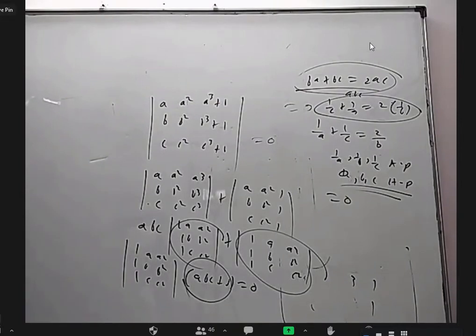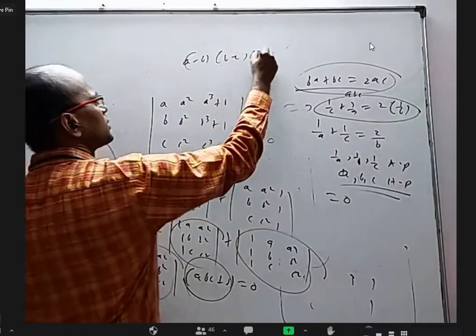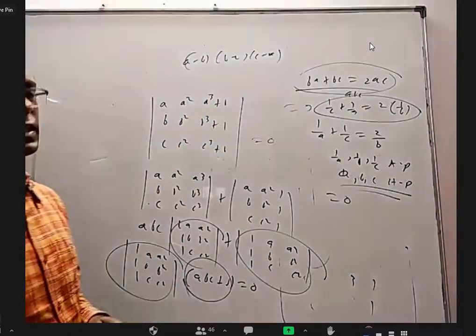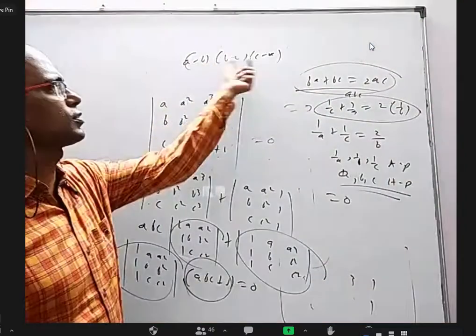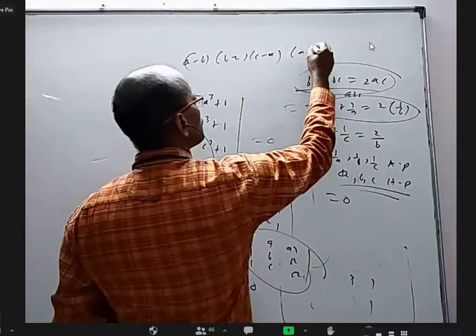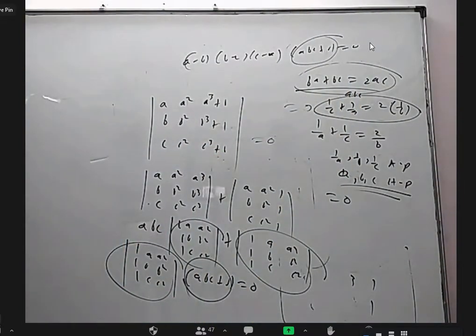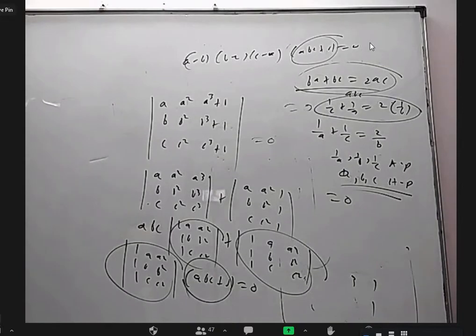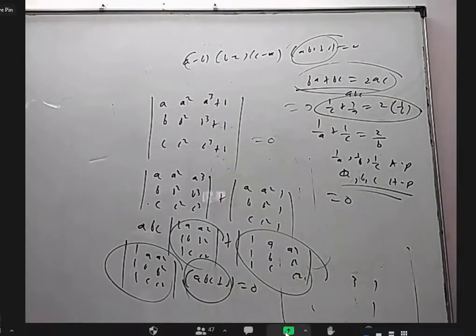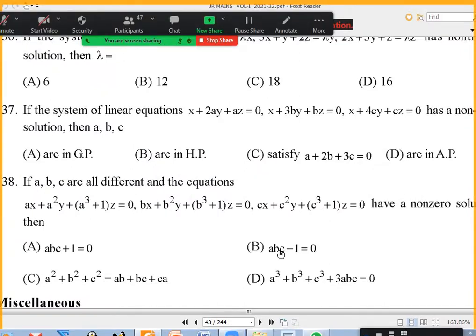Okay, sir. Why this can't be 0 is because this determinant is actually A minus B into B minus C into C minus A. If A, B, C are distinct, this is not 0, this is not 0, this is not 0. So the extra factor which is there, ABC plus 1, that should be 0. Okay, sir. Yeah, that's why option A.